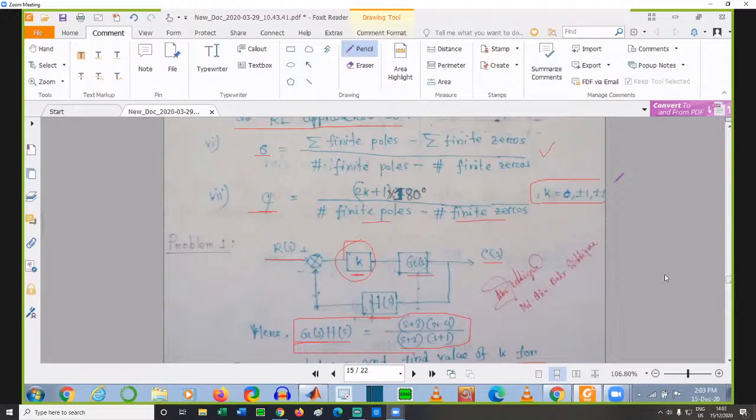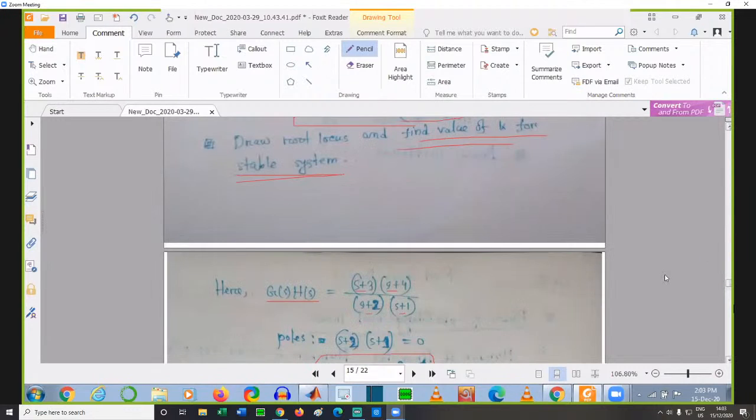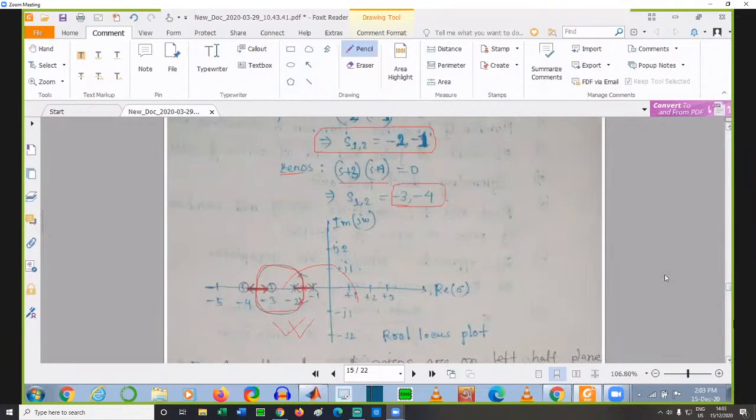So k will always start at 0, then plus 1, then minus 1, then plus 2, minus 2, and so on. First take 0, then plus 1, then minus 1, then plus 2, then minus 2, then plus 3, minus 3, plus 4, minus 4. So (2k plus 1) into 180 degrees by number of finite poles minus number of finite zeros.